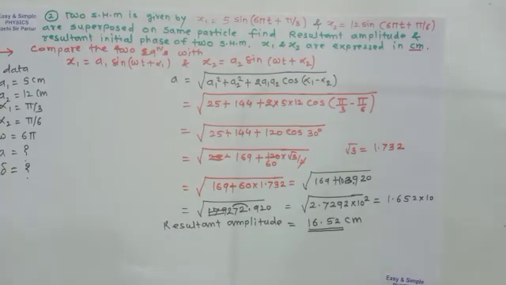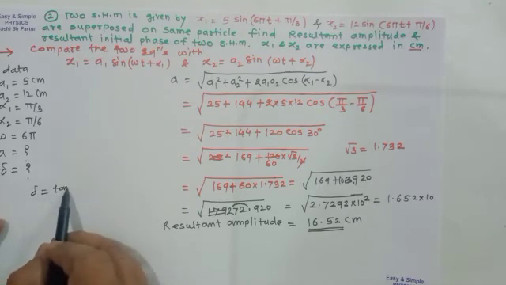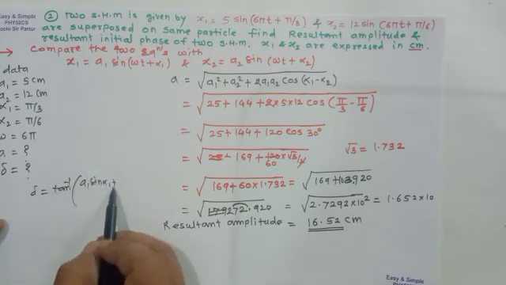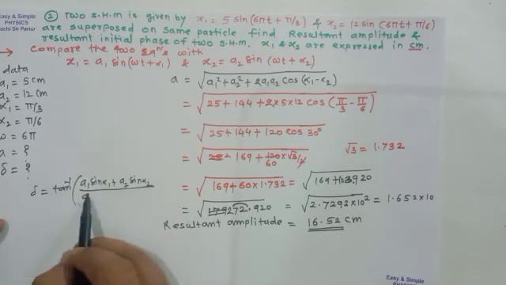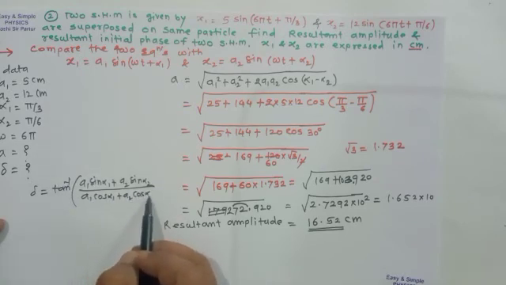So resultant amplitude will be 16.52 centimeter. We want to find resultant initial angle. So delta is equal to tan inverse in bracket a1 sin alpha 1 plus a2 sin alpha 2 divided by a1 cos alpha 1 plus a2 cos alpha 2.